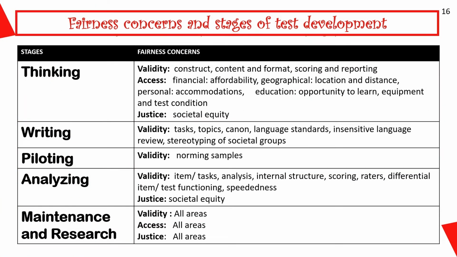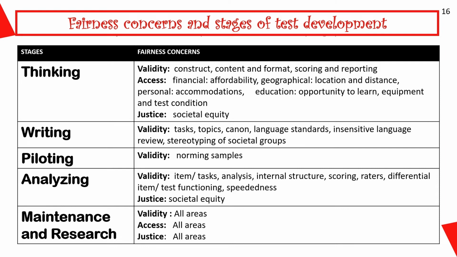So we have here stages such as thinking, writing, piloting, analyzing, maintenance, and research. Under thinking, the fairness concerns involve validity, construct, consent, informant, scoring, and reporting. Under access, it's financial affordability, geographical location, and distance. For personnel, it's accommodations. For education, it's opportunity to learn, equipment, and test condition. And for justice, it is societal equity.